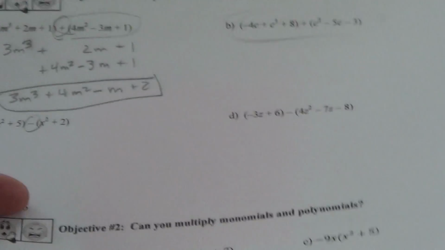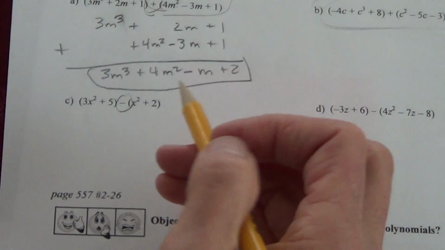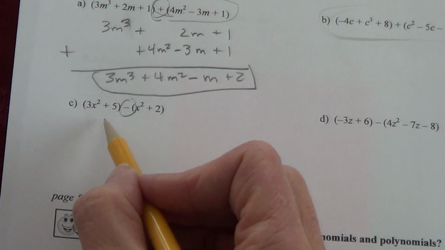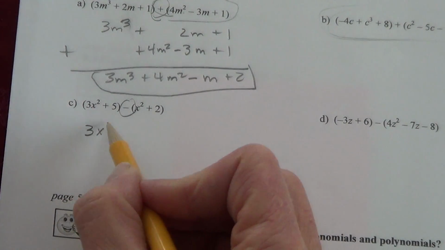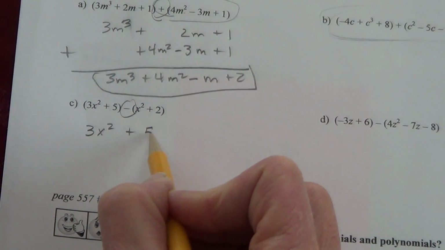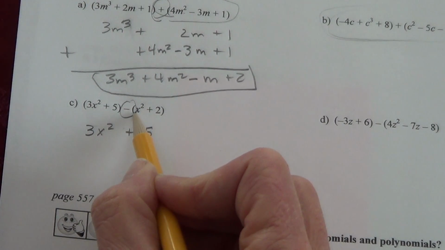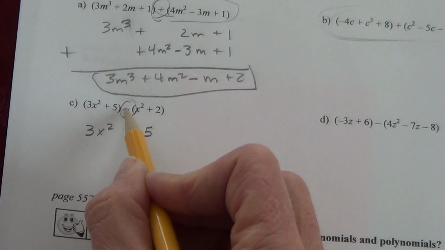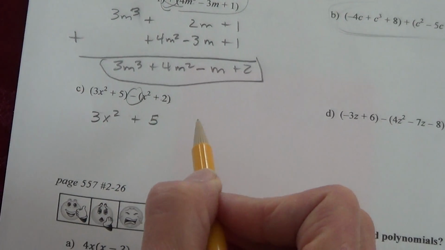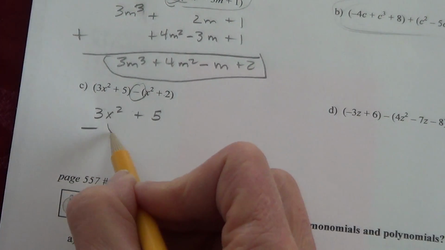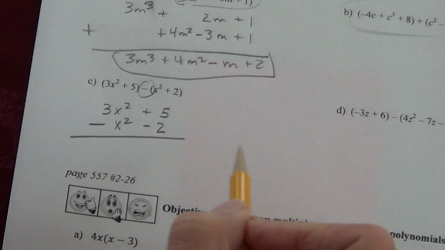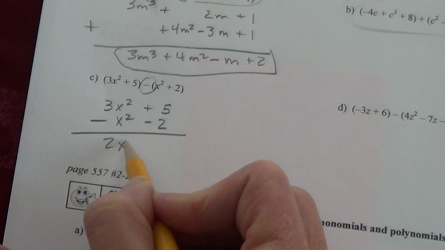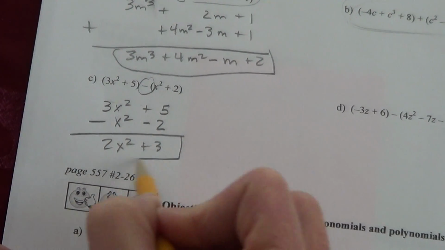I want to skip down to the subtraction problems here because there's one thing that you need to do on these. Go ahead and write the first polynomial as it is given. On the second polynomial, you need to multiply that negative by each of these, so you change their signs as you write them down. Negative x squared, a negative 2, and now you add them. So we get 2x squared plus 3.